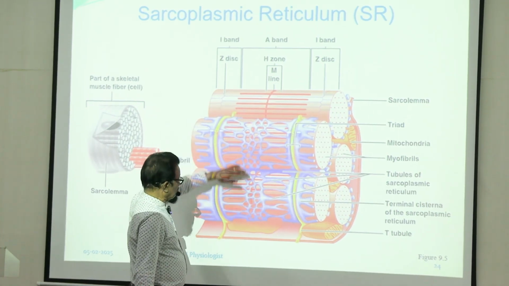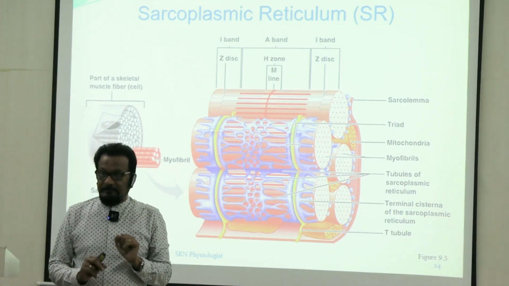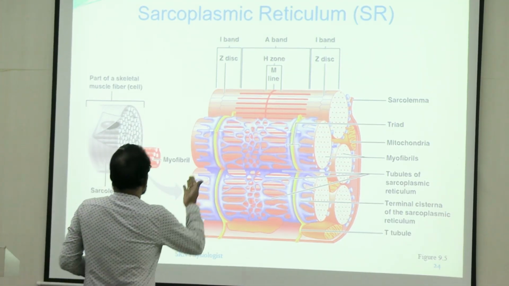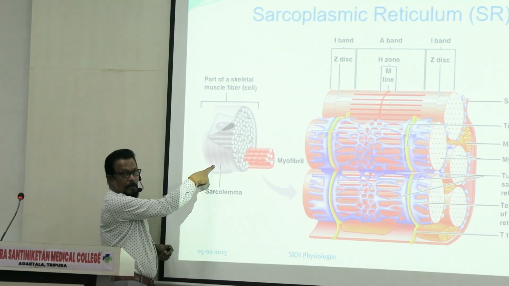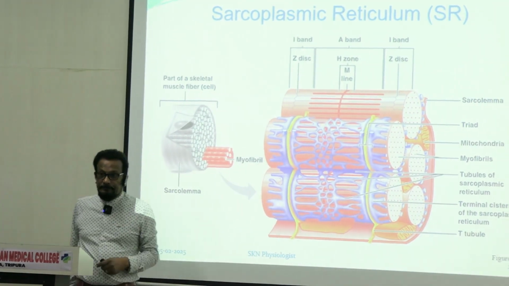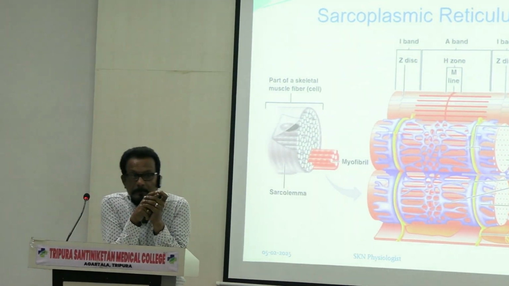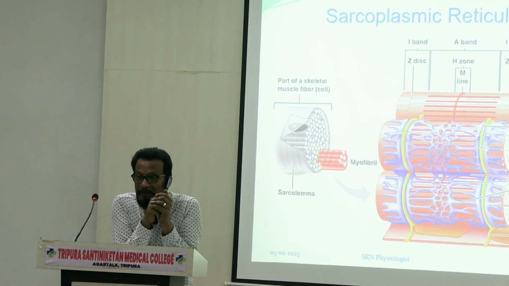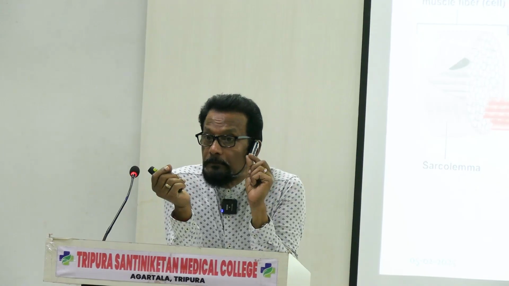These are within the muscle fiber: actin and myosin. Now what happens? This is the cell membrane, the sarcolemma, of the sarcoplasm of the myocyte. Myocyte means muscle cells. It may be smooth muscle, cardiac muscle, or skeletal muscle cells. By myocyte, we mean we want to explain the muscle cell.